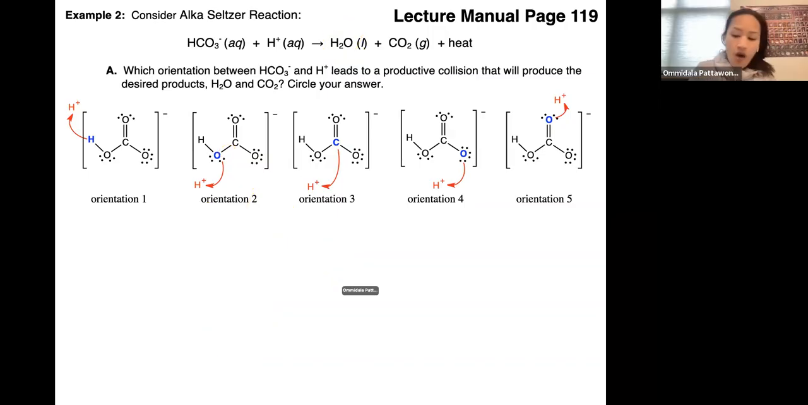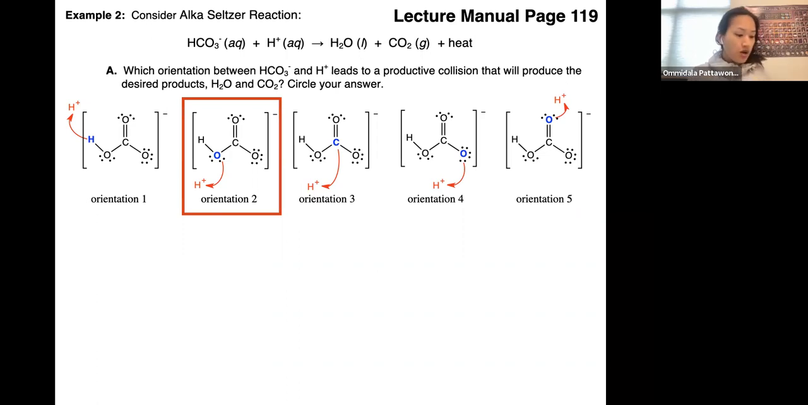So in this case, orientation two would be the productive collision, or the proper orientation, that leads to the product. So why aren't 3, 4, and 5 productive collisions? It's just because if you collide any of these, it's not going to form carbon dioxide and water. That's why the rest of those are unproductive pathways.